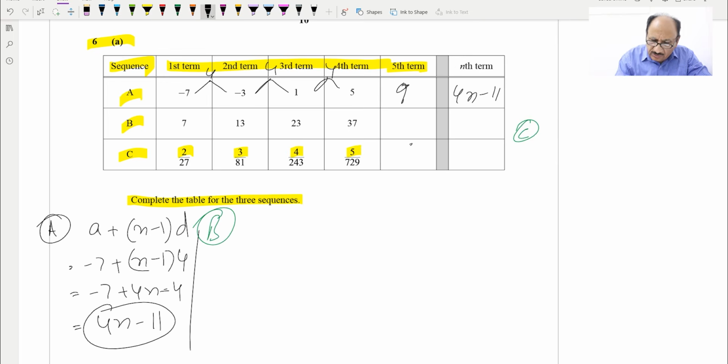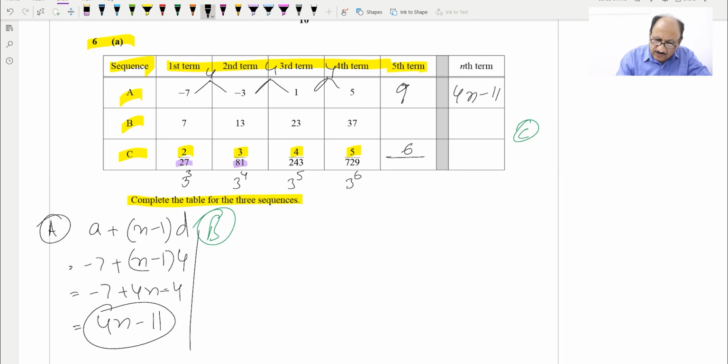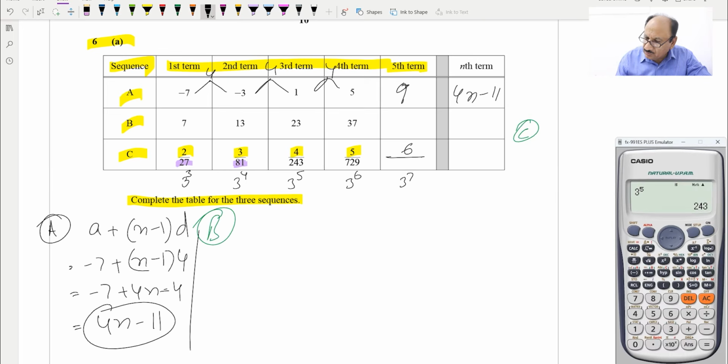So it means this will be 6 here, and this one is 3 cubed, 3 raised to 4. We can write here this will be 3 cubed, and this 3 raised to 4, 3 raised to 5. If we check, 3 raised to 5 is what? 243. Similarly, this will be 3 raised to 6, and here should be 3 raised to 7, and 3 raised to the power 7 will be equal to 2187.